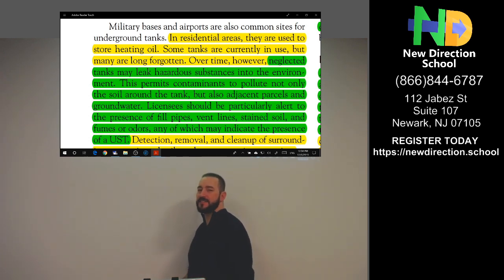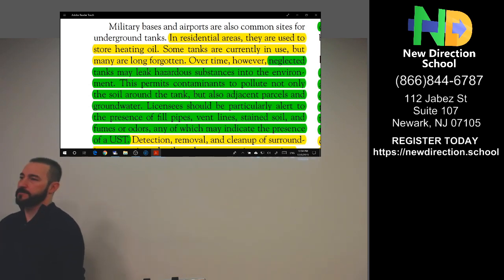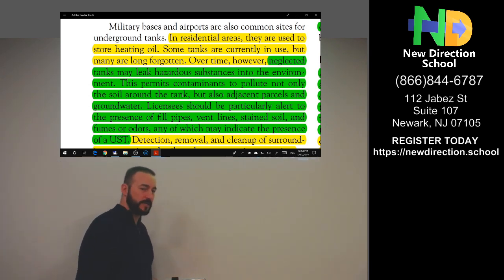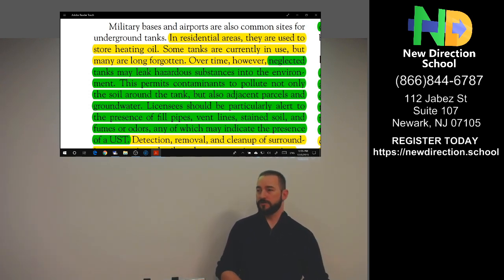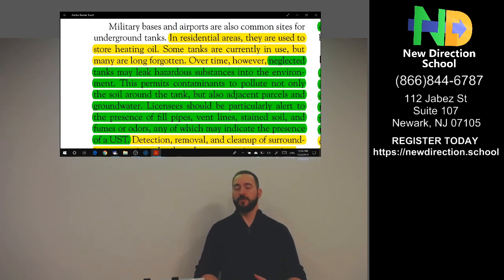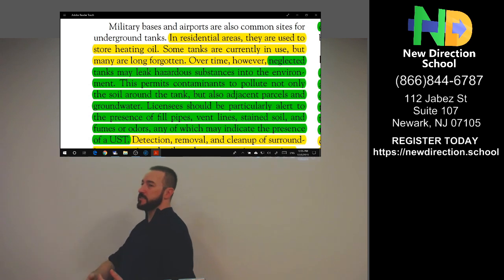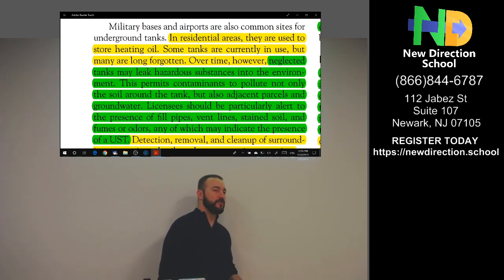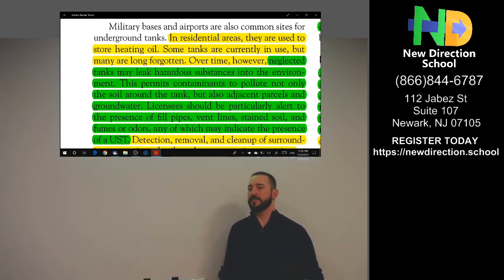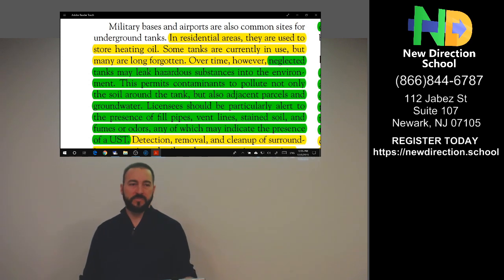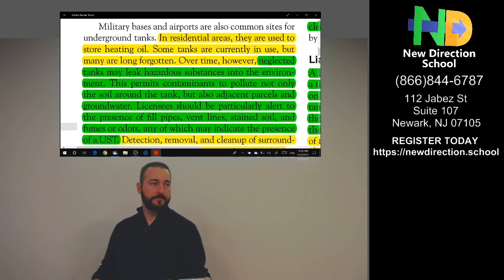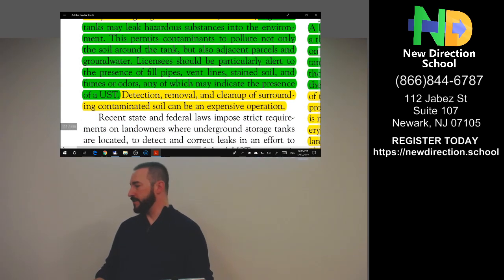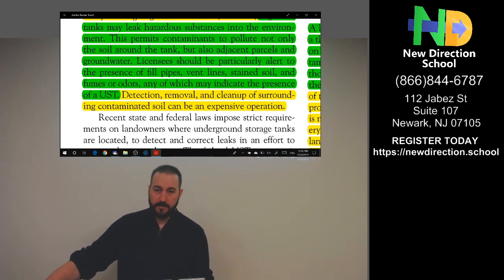Over time, however, neglected tanks may leak hazardous substances into the environment. This permits contaminants to pollute not only the soil around the tank, but also adjacent parcels and groundwater. So if there's a leak in an oil tank, it could damage your property and somebody else's property. So licensees, you guys, should be particularly alert to the presence of fill pipes, vent lines, stained soil, fumes or odors, any of which may indicate the presence of a UST. Okay? Any questions? No. Great. Because detection, removal, and cleanup of surrounding contaminated soil can be an expensive operation.